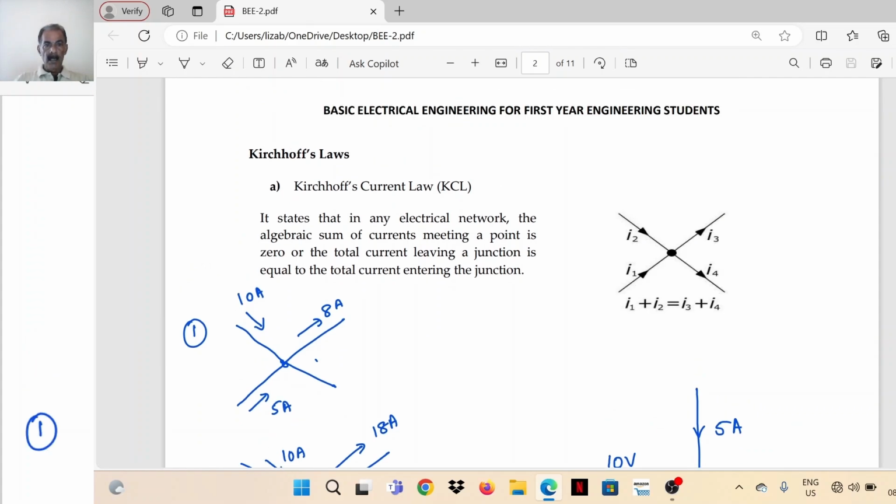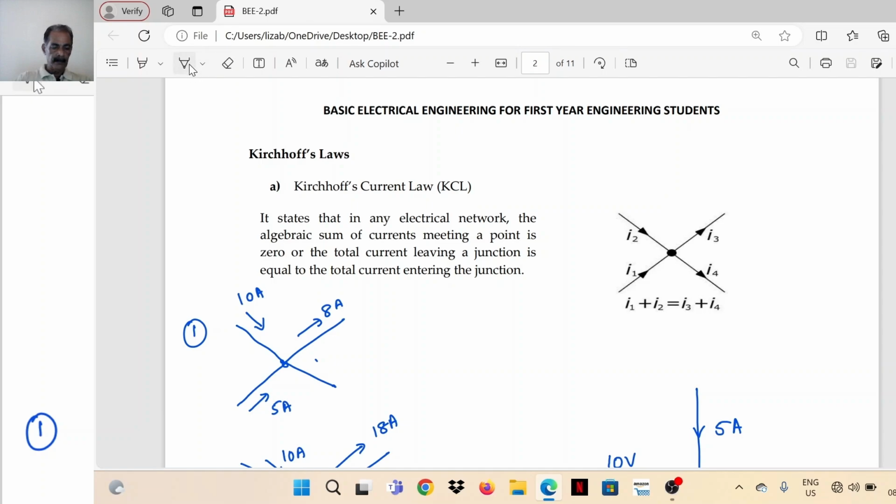Kirchhoff's current law states that at a junction, the sum of incoming currents is equal to the sum of outgoing currents. Or as stated here, the algebraic sum of currents meeting at a point is zero, or the total current leaving a junction is equal to the total current entering the junction.